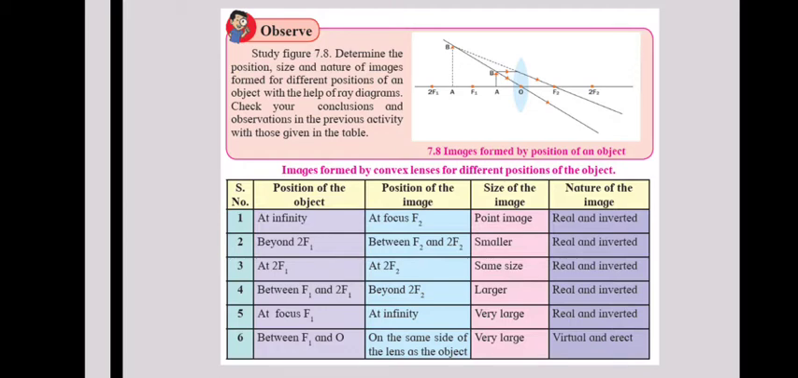So you have to keep on changing the position, use the 3 rules and see where the rays will meet and at what point the image will be formed. Followed? For your reference, the images which are formed by convex lenses are already given in the table. You have to draw the diagrams and see. Followed?